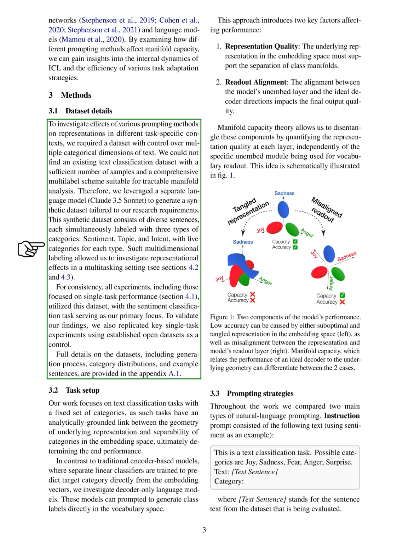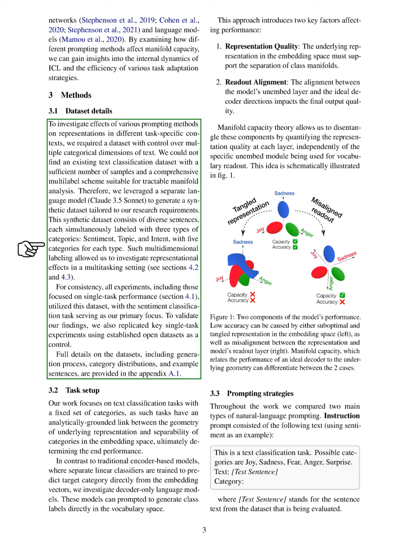This approach introduces 2 important factors that influence performance: representation quality, which refers to how well the underlying representation can separate class manifolds, and readout alignment, which is about how well the model's unembed layer aligns with the ideal decoder directions. Manifold capacity theory helps us separate these components by measuring representation quality at each layer, regardless of the specific unembed module used for vocabulary output.